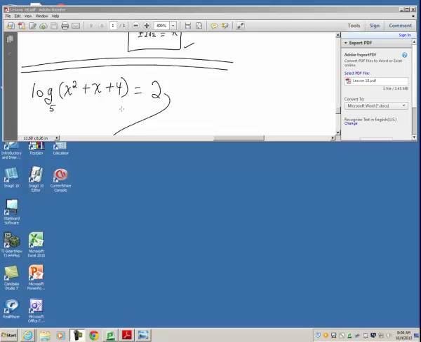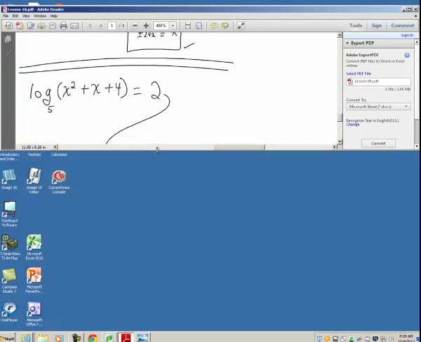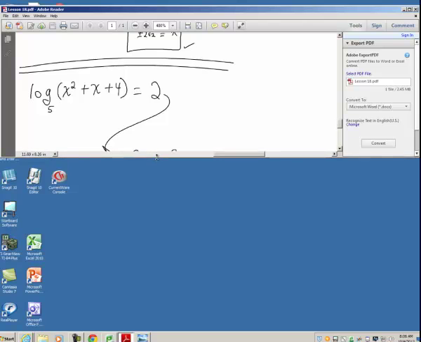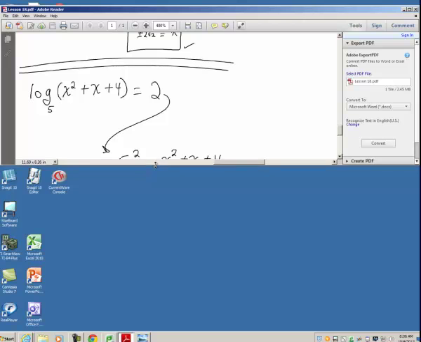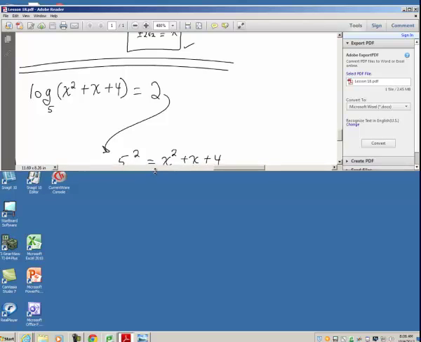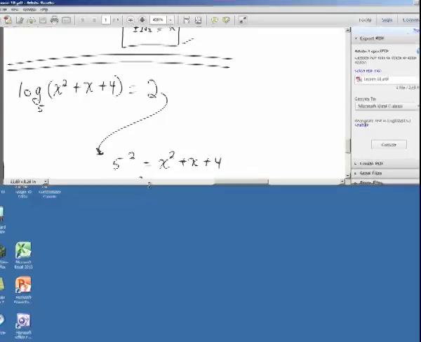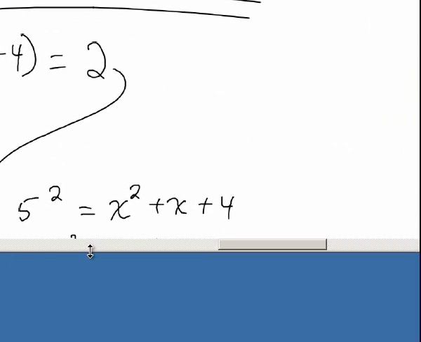So basically, what do we have to do to solve for this? What would be the first step? Yeah, you want to put it in exponential form. Very good. So the base, which is 5, will be the base for the exponent, which is 2. Good. So this would be 5 squared equals x squared plus x plus 4. Now that 5 squared is going to become 25, right? All right, now what?